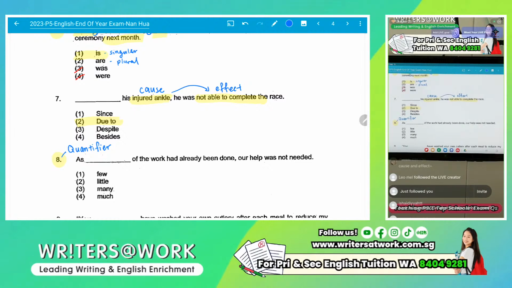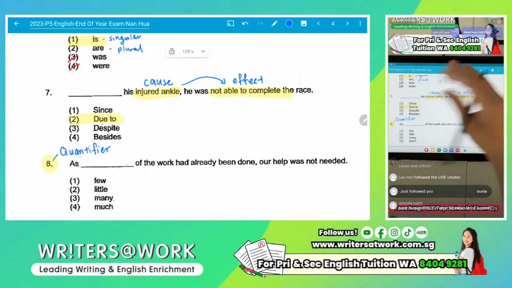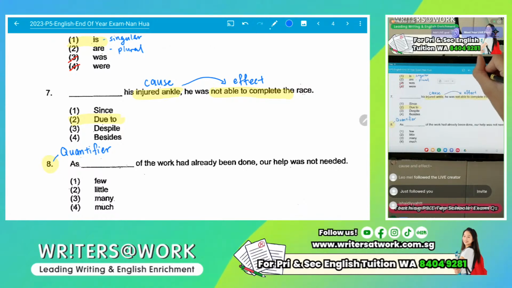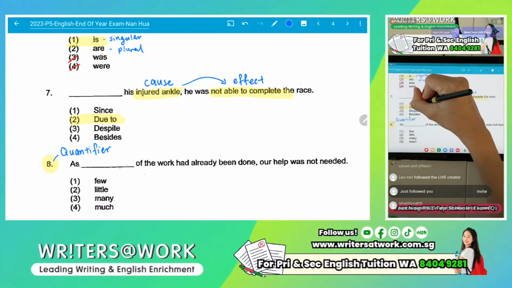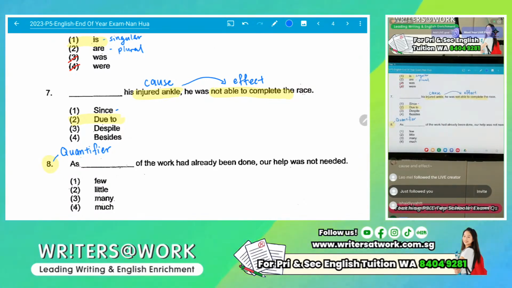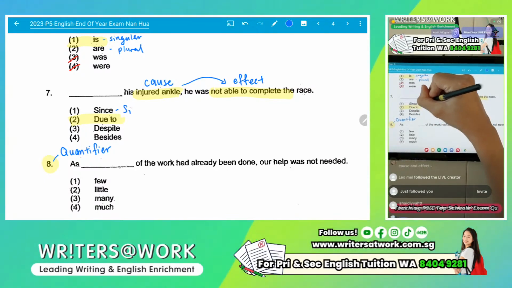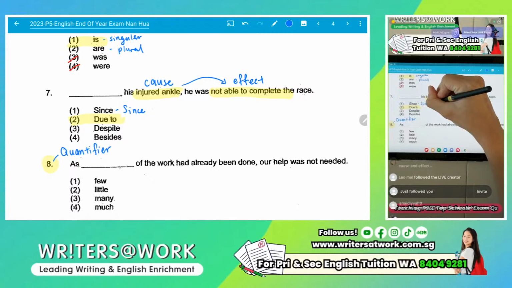Okay, back to question 7. When do we use since in a conjunction? Okay, since is used dating back to an event. Since an event occurred, since something that had previously happened. However, if you have to use since in this sentence, you have to rephrase it to since his ankle was injured.